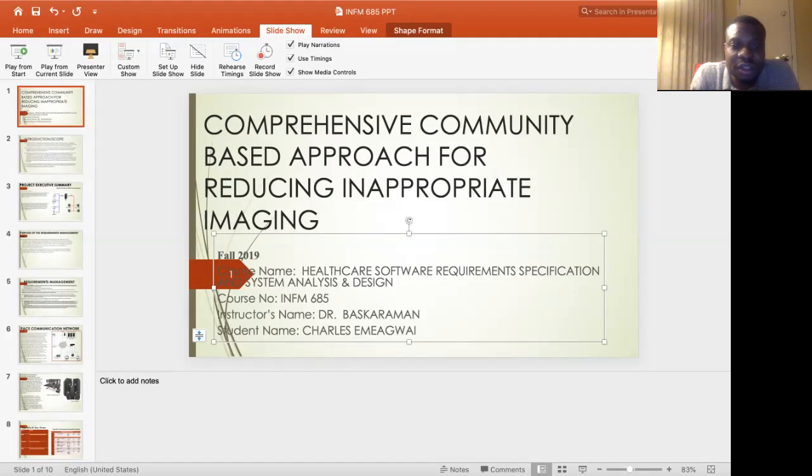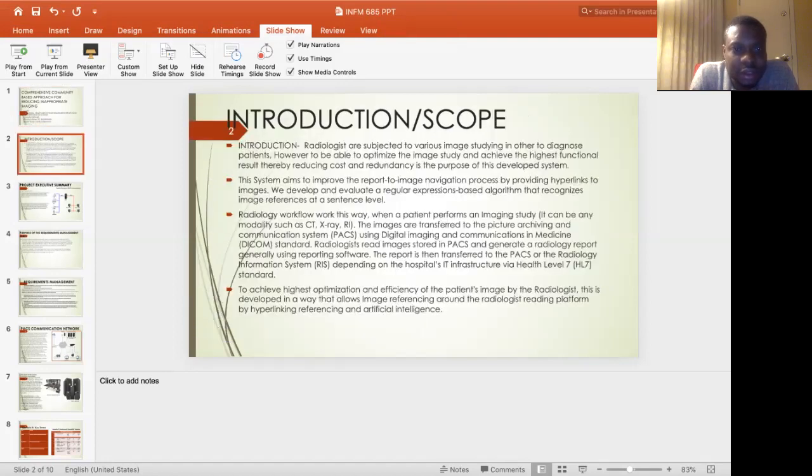And the scenario is more for the comprehensive community-based approach for reducing inappropriate imaging, which I talked about on the first slide. So the second slide talks more on the introduction and the scope.